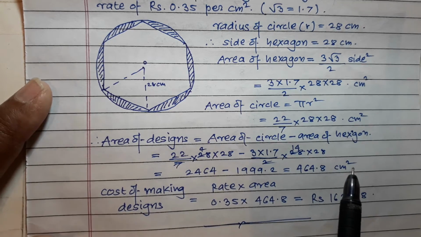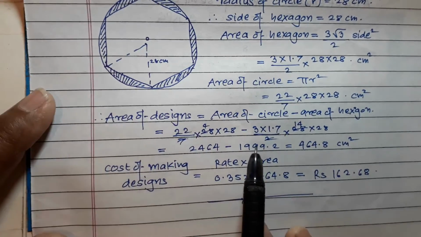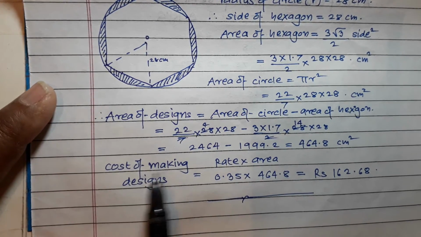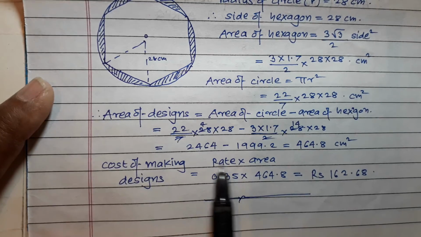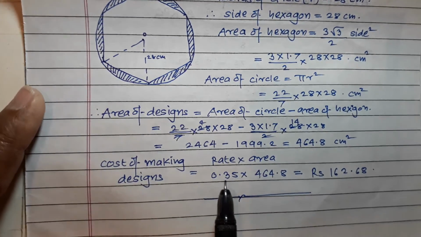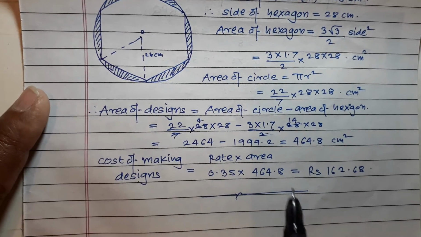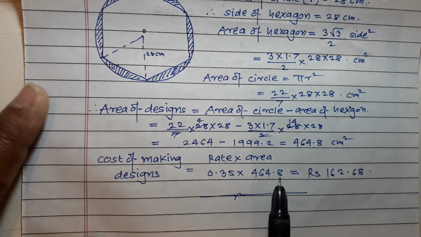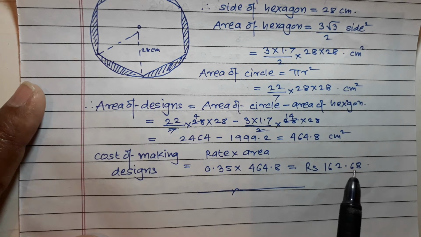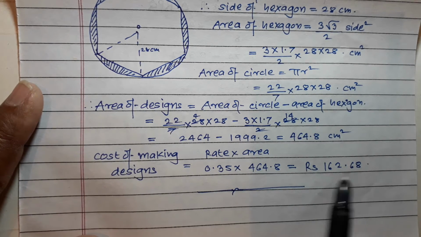464.8 cm square. Now this is the area of design and therefore cost of making design is equal to rate into area. So it is equal to 0.35 into 464.8, which is equal to rupees 162.68. Okay.